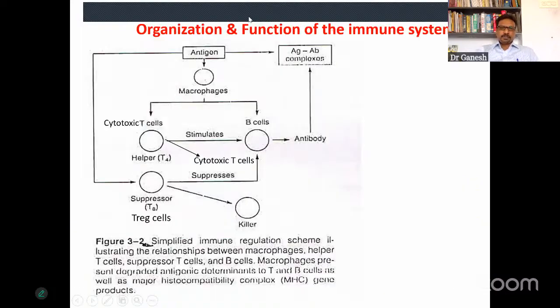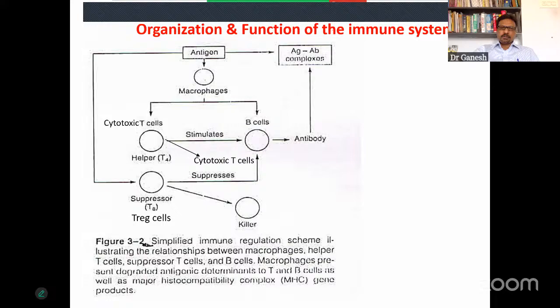The antigen is the source which is capable of causing the infection. So this can be coming from microorganisms or any other allergy causing substances. Once these enter inside our body, the macrophages will recognize them and interact with these antigens, and they destroy, degrade, and display the antigenic substances on their surface.